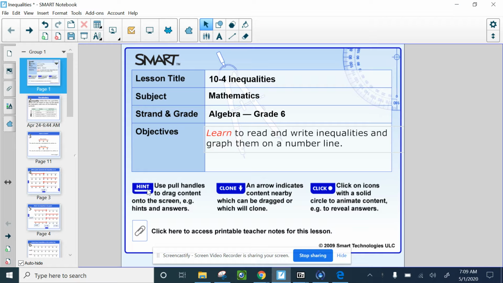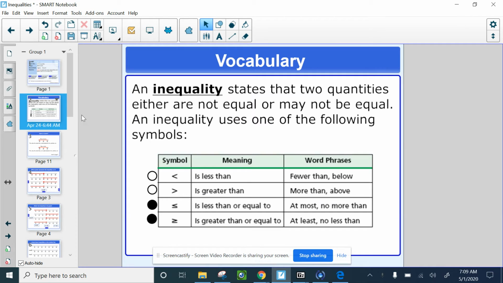Today we are going to work a little bit more with inequalities, but today we're going to be working on how to graph them on a number line. So going back to what an inequality is from the other day, an inequality states that two quantities are either not equal or they may not be equal. And we are going to use one of the following symbols.